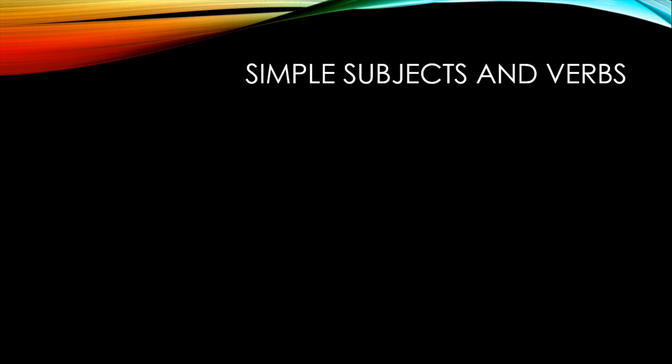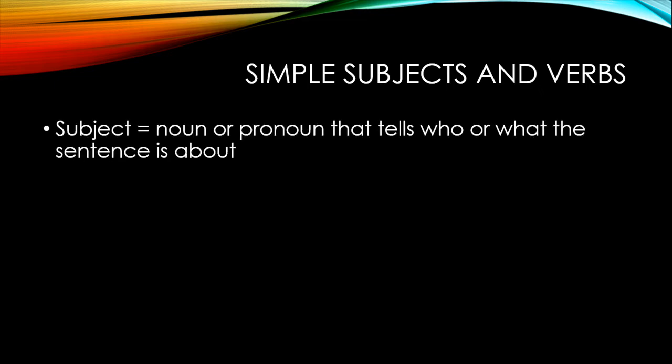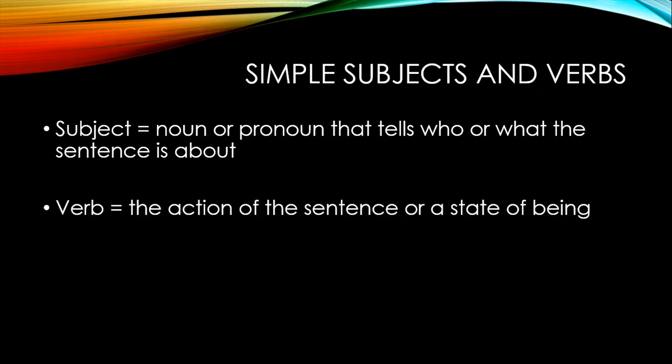Now, you need to be able to identify the simple subjects and the verbs, just as I did as I went through those previous sentences and determined whether they were complete sentences or sentence fragments. So the subject is the noun or pronoun that tells who or what the sentence is about. The verb is the action of the sentence, or it may indicate a state of being. Those are your is, am, was, were types of verbs. Here's a sample. Max thought of a brilliant plan. The subject is Max because he is doing the action of the verb, which is thought.